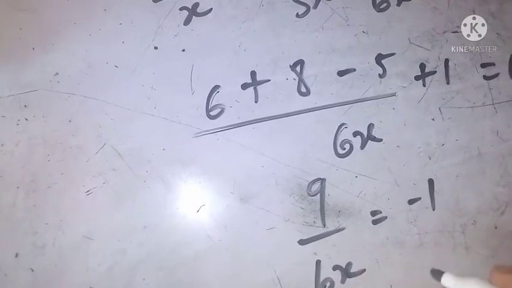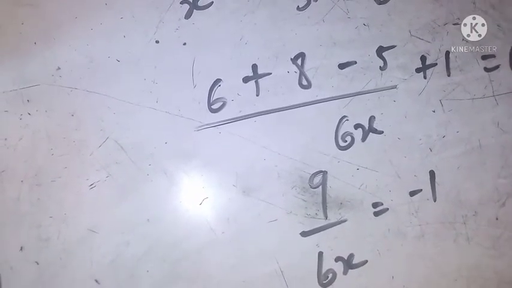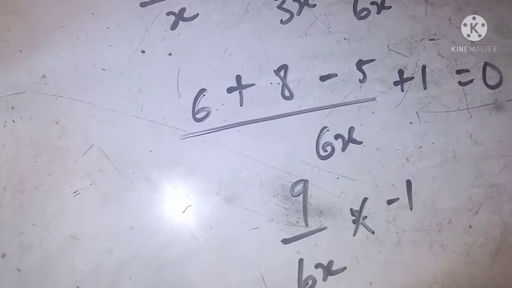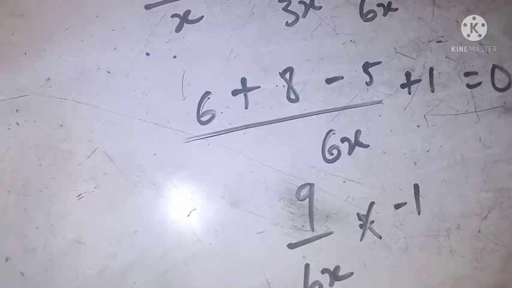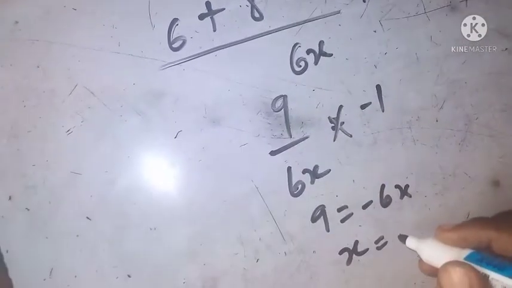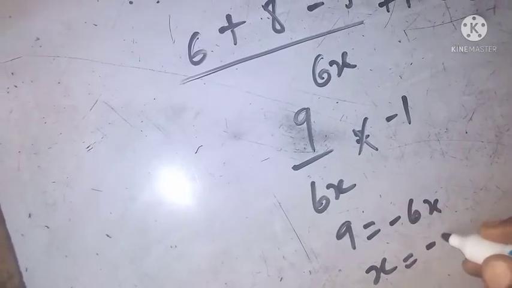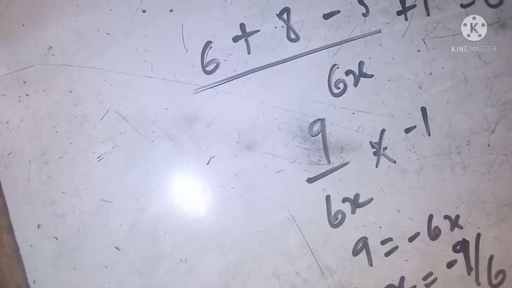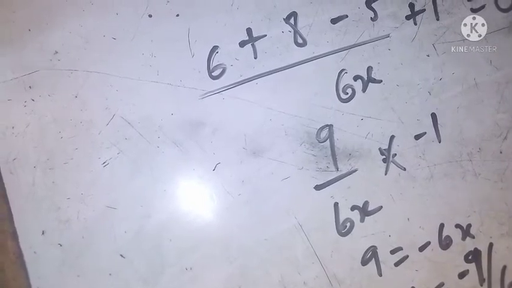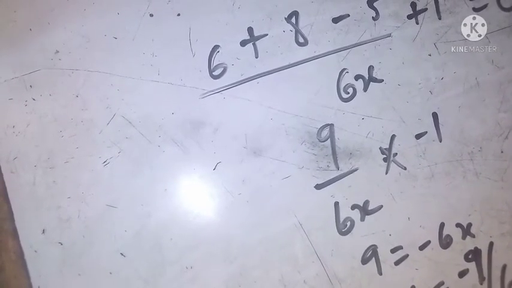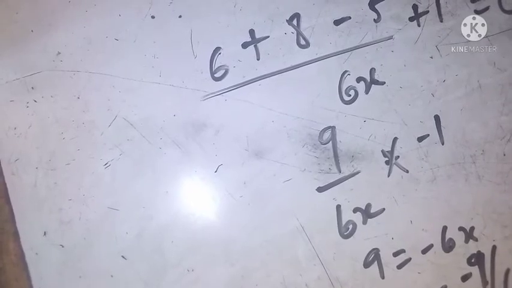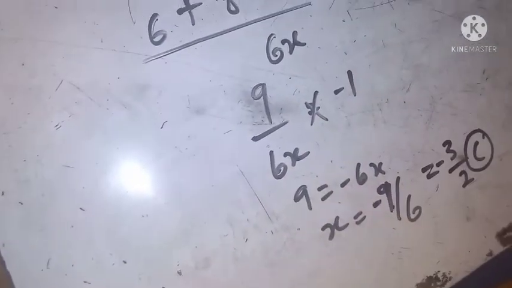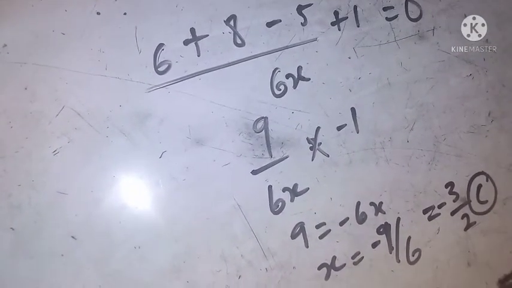So 9 over 6x equals to, I've moved this plus 1 to the other side. When I move the plus 1 to the other side, it becomes minus 1. So if I cross multiply, what I have is 9 equals minus 6x. So x will be equal to minus 9 over 6. If you divide continually, what you have is minus 3 over 2, and that's our C in the question. I hope you can see that right there.